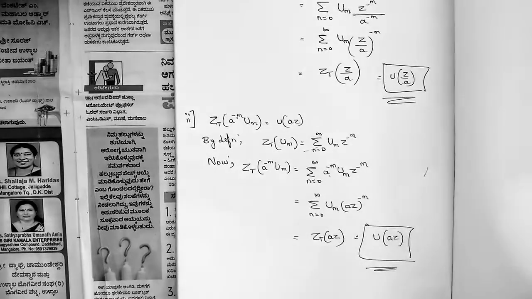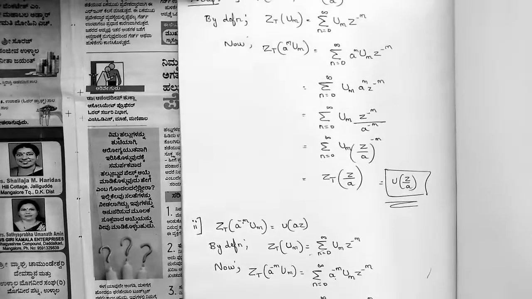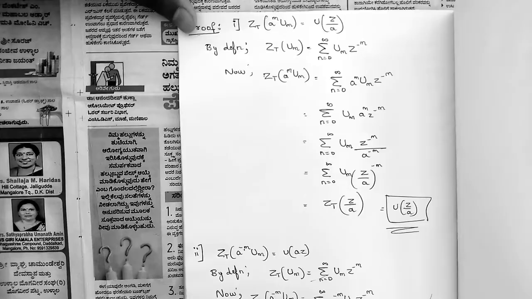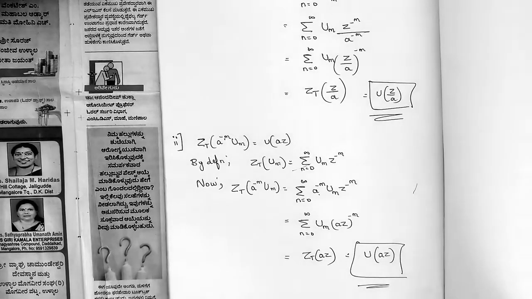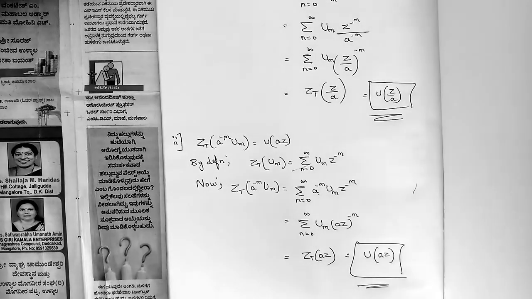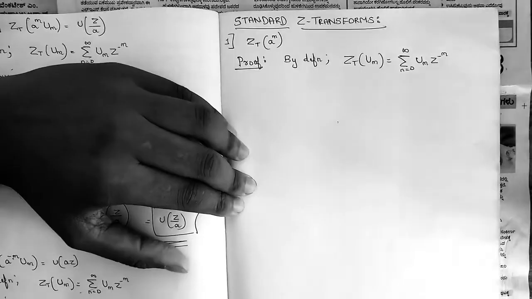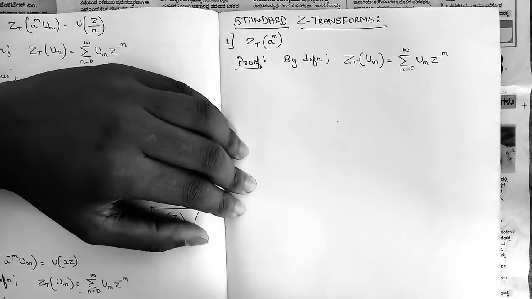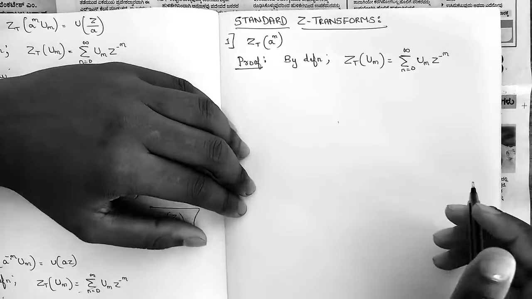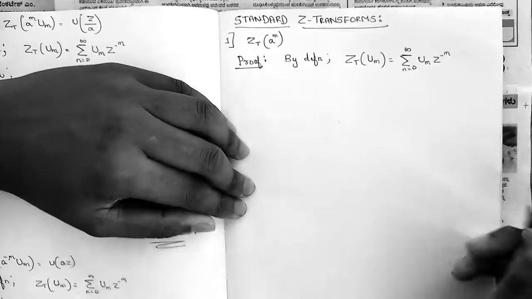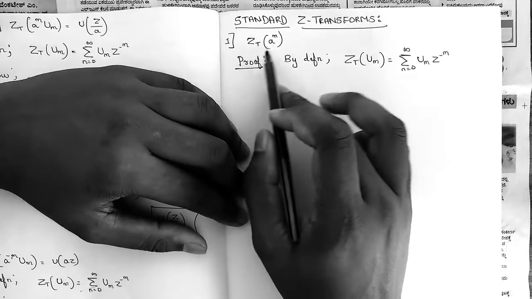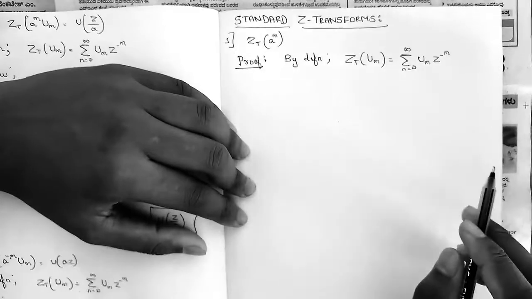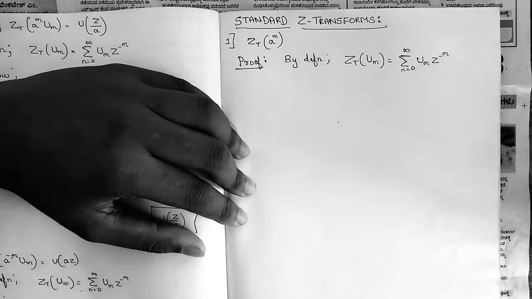So now again we proved these two conditions. One is the z transform of a power n u n and the other is the z transform of a power minus n into u n. So now we will get to some standard z transforms. There are a few standard z transforms, that is, the first is the z transform of a power n. These standard z transforms you are going to apply in some of the problems.